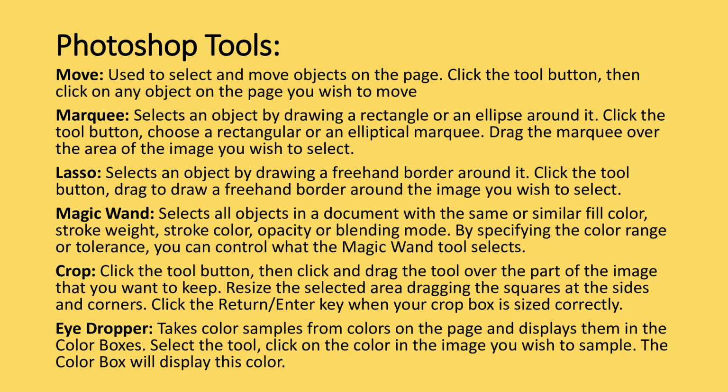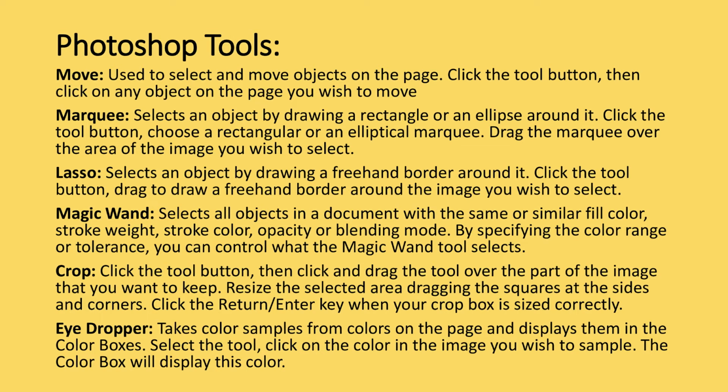Next topic is toolbox. Tools of Adobe Photoshop: the move tool is used to select and move objects on the page. Click the tool button and then click on any object on the page you wish to move. Next is marquee. Select the button, choose a rectangular or an elliptical marquee. Drag the marquee over the area of the image you wish to select.